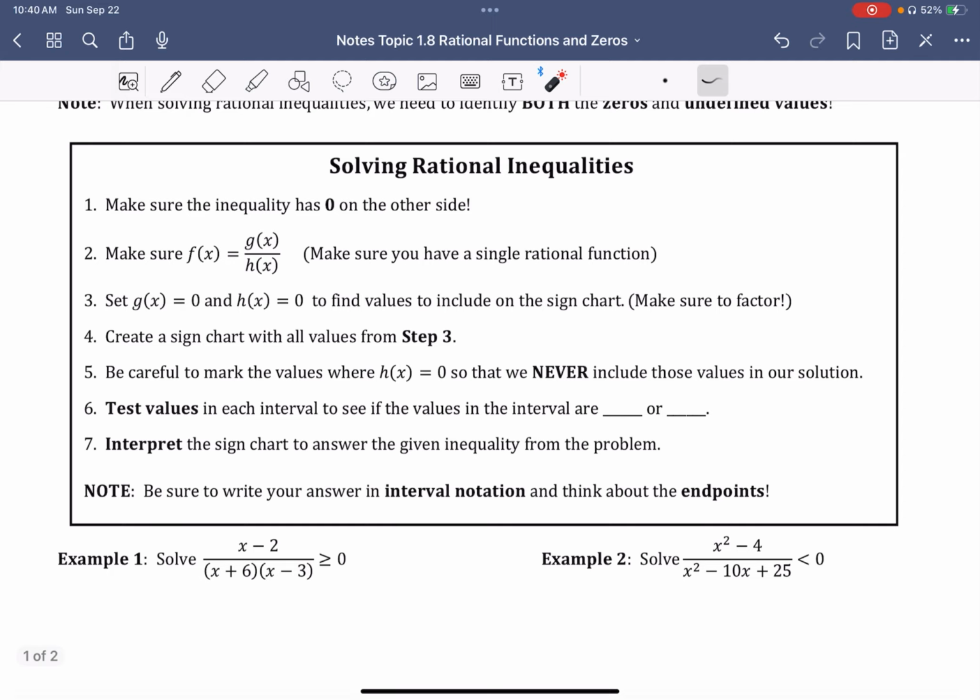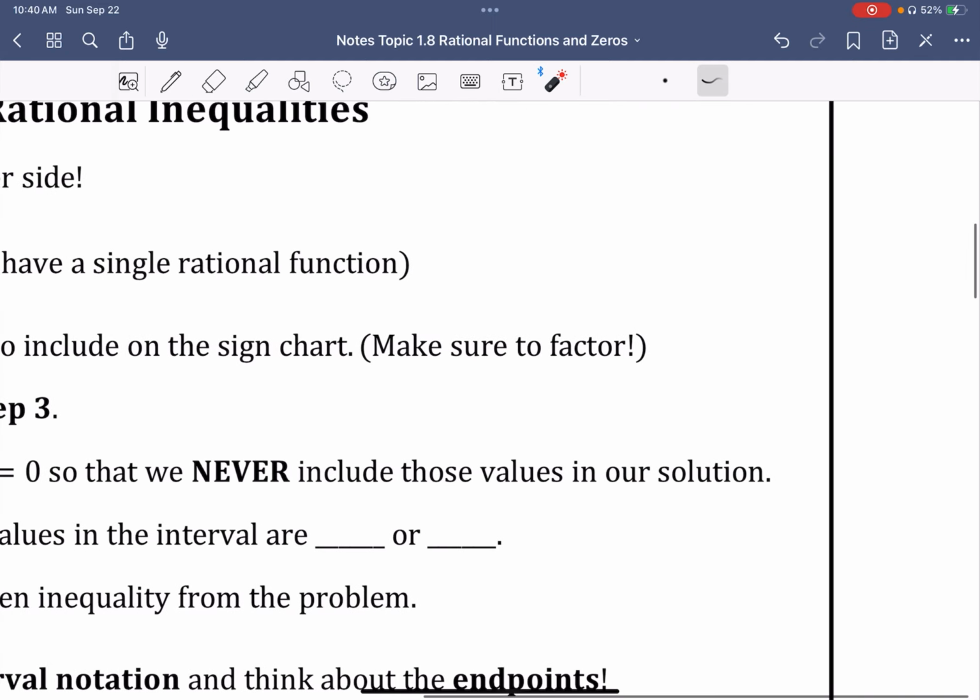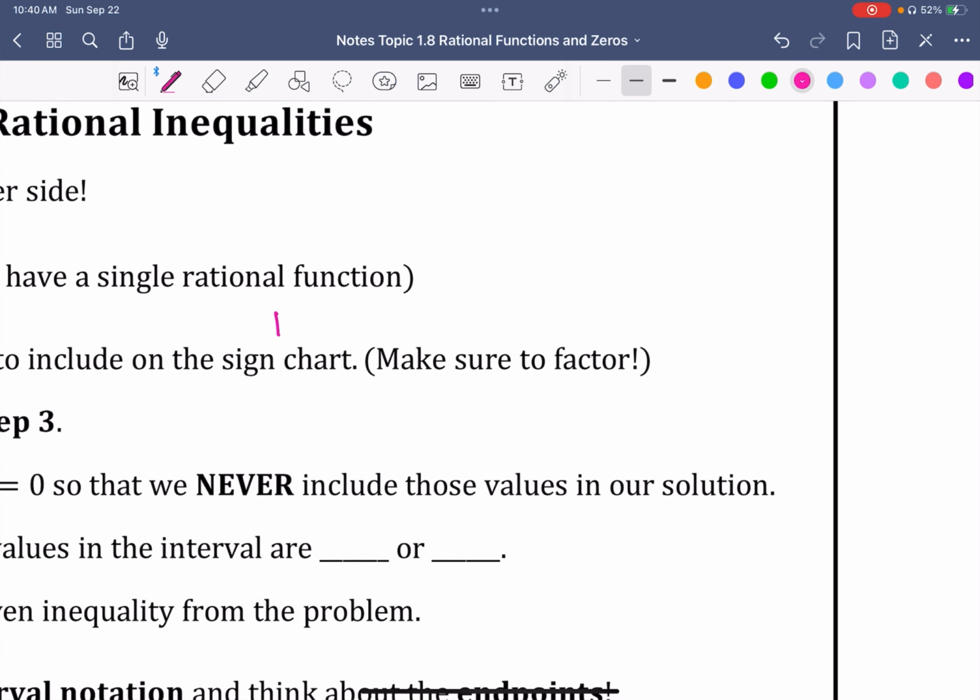Now, if you need to factor, we have 3 factoring methods that we've talked about before. So one method would be the greatest common factor. The second method is the difference of perfect squares. And the last method would be the X method.